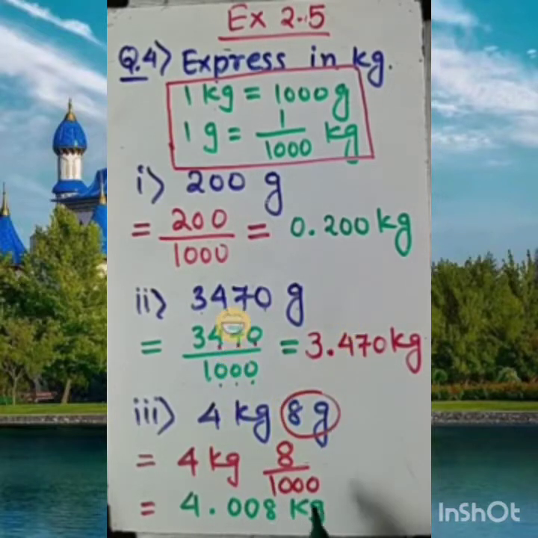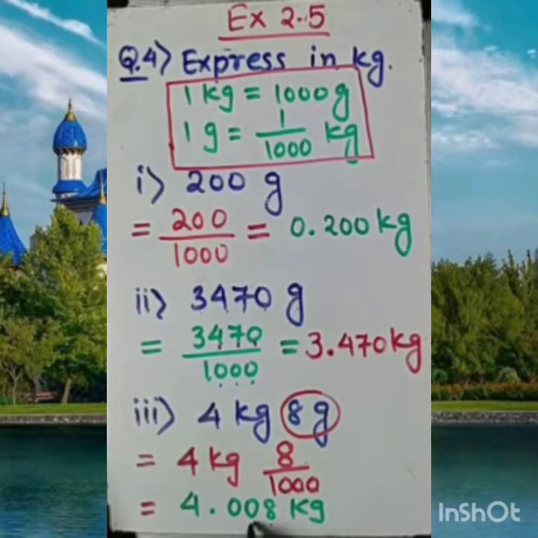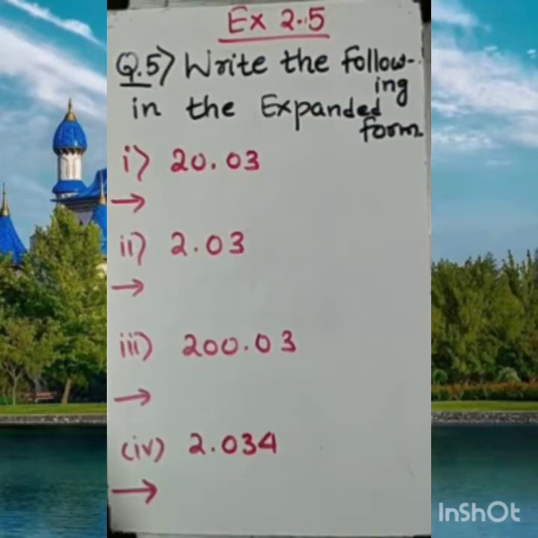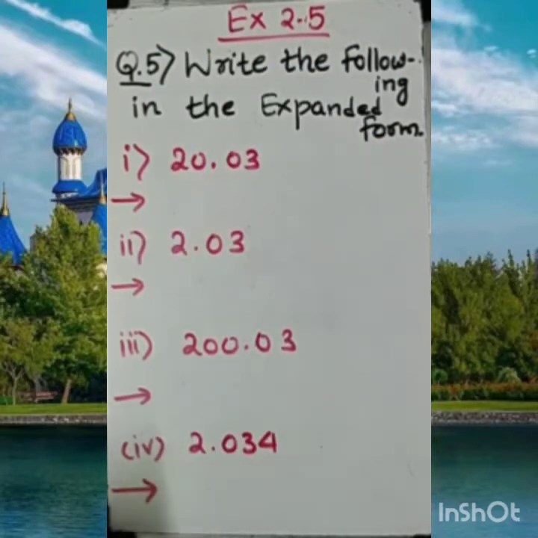3 digit, because 1, 2, 3. 1000 means 3 digit. We are given 8 here. So I need to write 1, 2 and this 3 digit. So the answer is 4.008 kilogram. Here is the complete solution of question number 4. Understand? Question number 5 is write the following decimal numbers in the expanded form.